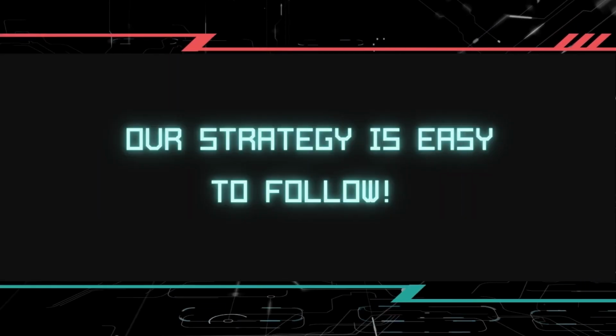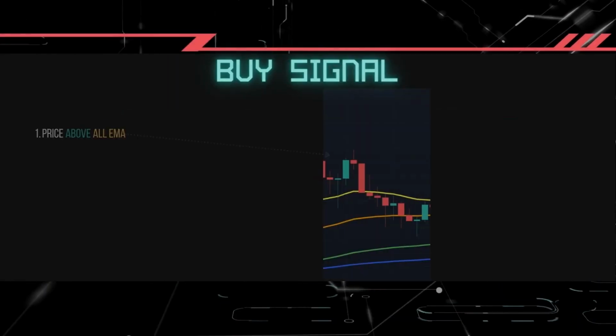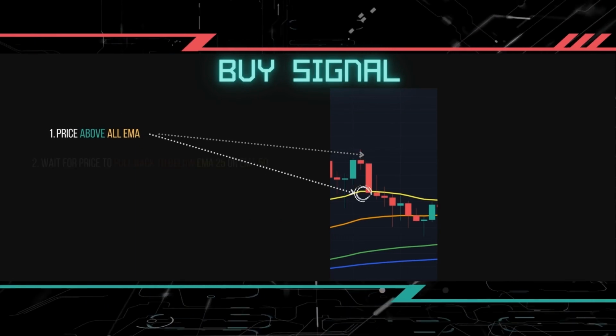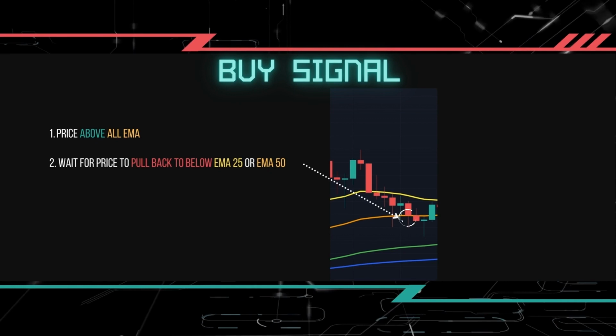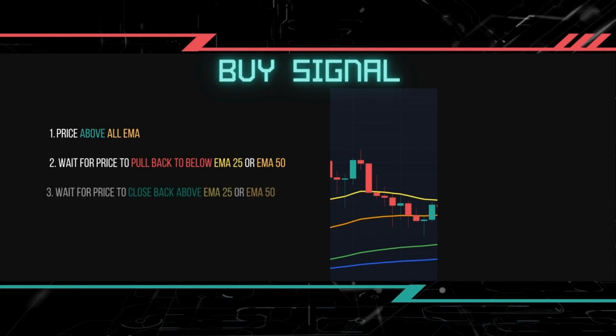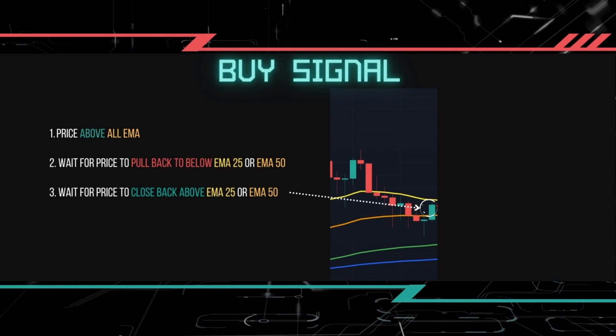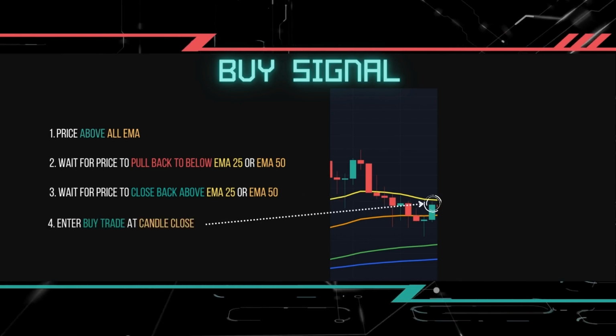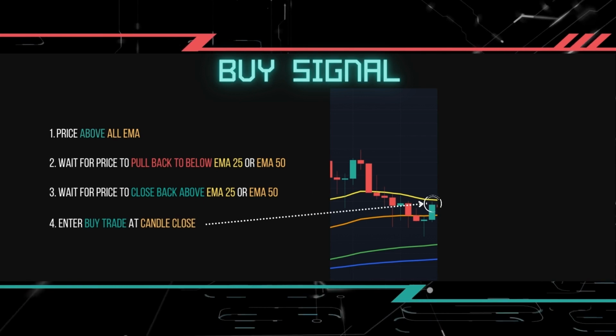Our buy setup is easy to follow. First, the price needs to be above all the 4 exponential moving averages. Next, we will wait for the price to pull back to the 25 or 50 moving averages. After that, we will need to wait for the price to close back above the 25 or 50 moving averages. Once this happens, we will enter a buy trade at the close of the candle.